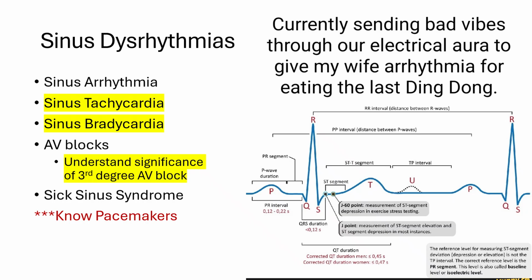The sinus dysrhythmias I will be discussing may include sinus arrhythmia, sinus tachycardia, sinus bradycardia, AV blocks, and sick sinus syndrome. But I want you to know that I will only test you on sinus tach, brady, or a third degree heart block.